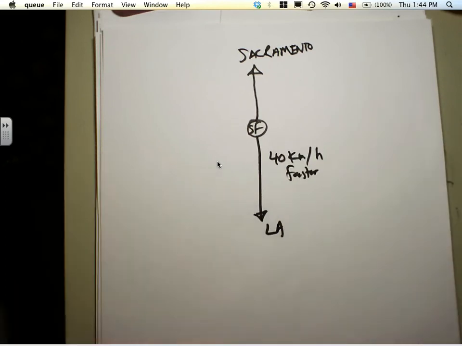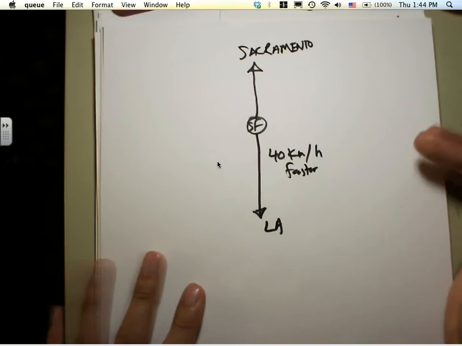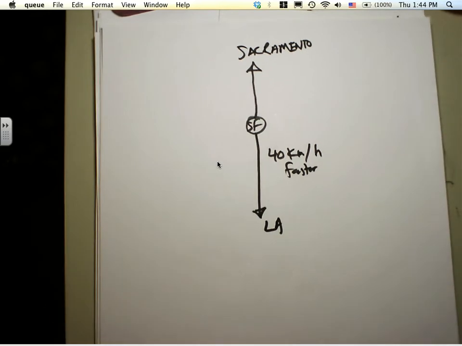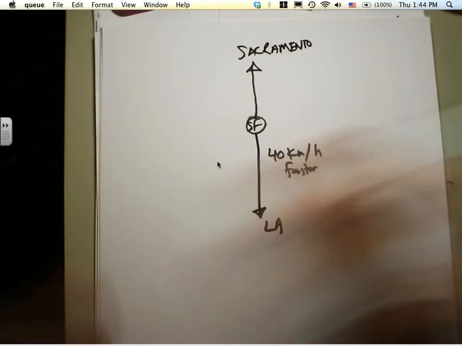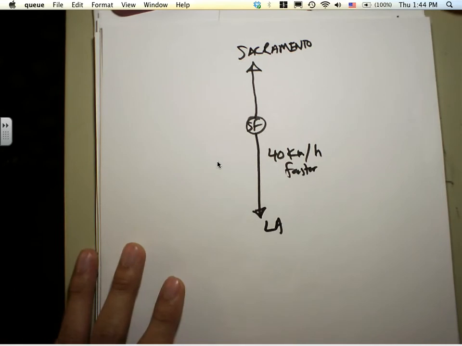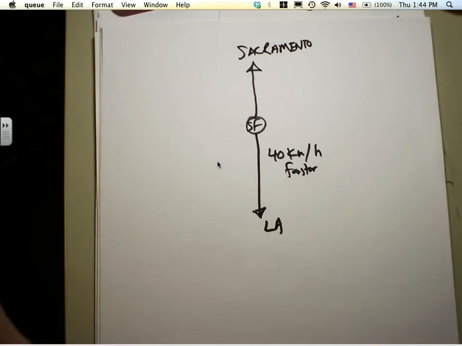So I'm taking notes as I read the problem, and I'm using a diagram to show what's going on. The one going south is going 40 kilometers per hour faster than the north. Is there any other information about the problem I should know about? What else from the problem can you write down? They're 2,000-something kilometers apart.